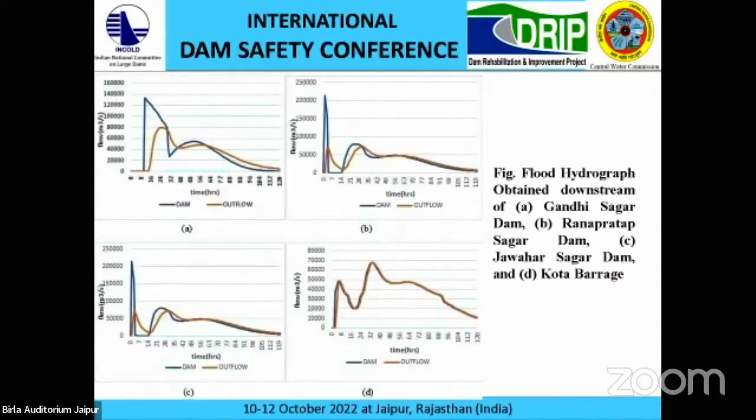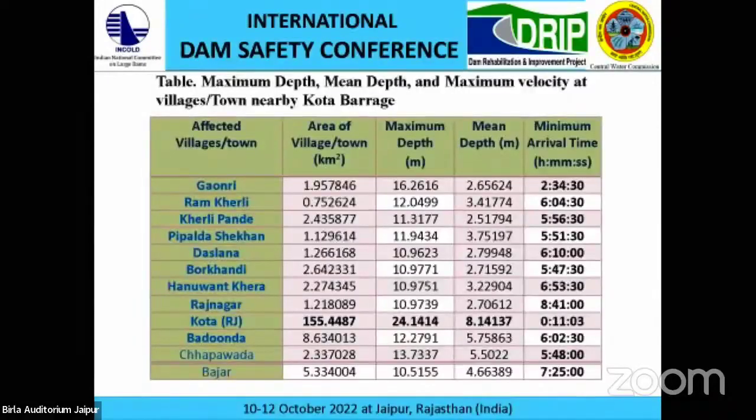So you can see over here the inflow at Gandhi Sagar, and what is the outflow. Similarly for Rana Pratap Sagar, Jawahar Sagar, and this is for the Kota Barrage. So all these inflow and outflow hydrographs have been computed. These are the dams, and these are the places which will be affected.